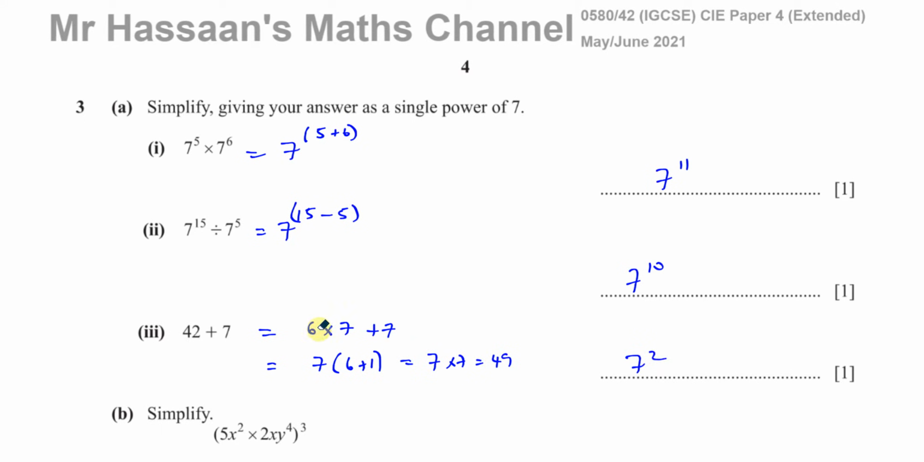Alternatively, I went about that in a bit of a long way. What I did is fine, but this is much easier. Just add them together. That gives you 49, and we know that 49 is 7 squared, which is a single power of 7.